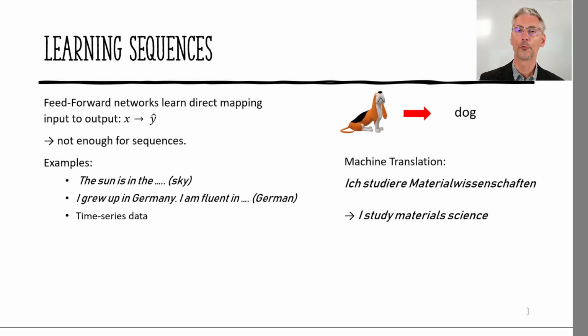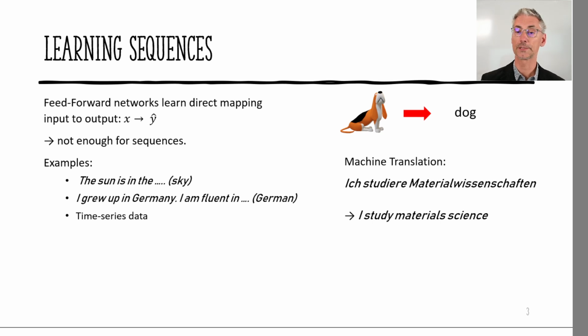But how can we now learn sequences? Feed-forward networks learn direct mappings between input and output, our feature variables x to a predictor y hat. But this is not enough for sequences. For example, consider the sentence, "The sun is in the", and we would naturally put "sky" there. Or, "I grew up in Germany, I'm fluent in German."